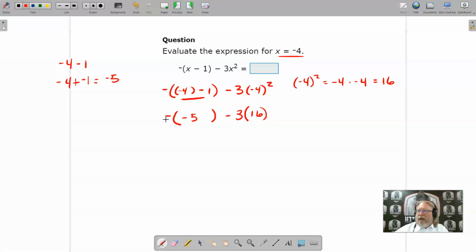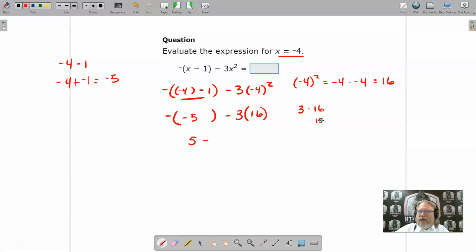So this is the opposite of -5. Well, the opposite of -5 is +5. And minus 3 times 16. Well, 3 times 16, I'm going to look at that as... take that back, I'll rewrite it this way. I want to show my mental math on this. I could just spit the answer out, but let me show you what's going on in my head.